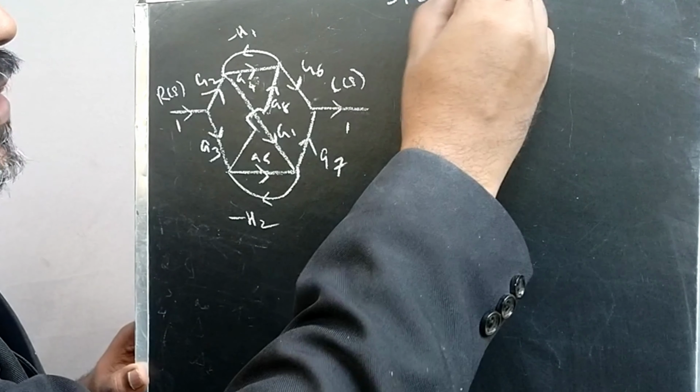This is considered as a forward path. I am making a diagram of this. Here it is 1 and here it is 1. Here it is G2, here it is G4, here it is G6, and here it is 1. So this is one forward path and this is the second forward path.